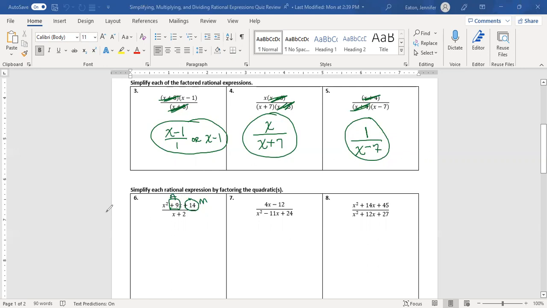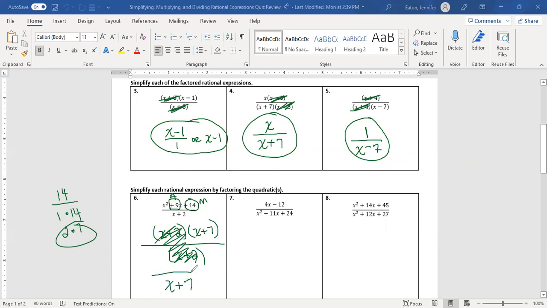So thinking of the numbers that multiply to 14, we would say 1 times 14, 2 times 7, and that's about it. So which pair adds to 9? 2 and 7 does, right? So we can change that to be x plus 2 times x plus 7. On the bottom, we have x plus 2. That's already in simplified form. So we just rewrite that. I notice I have an x plus 2 on top and bottom. So we cross those out and we're left with x plus 7 as our final answer.